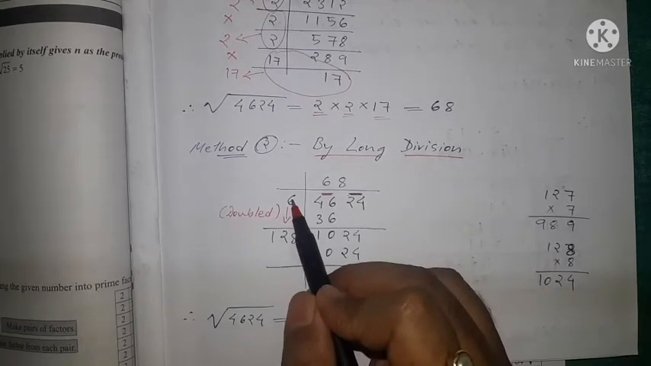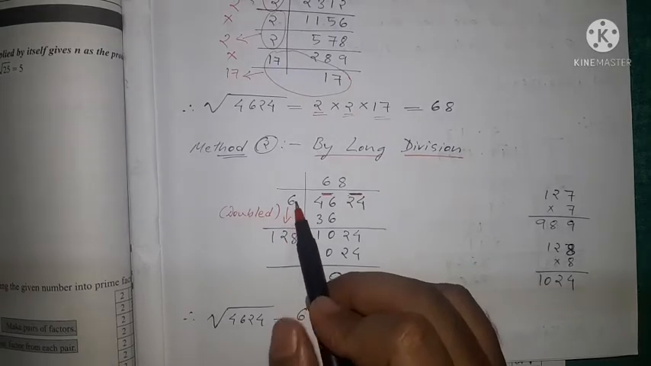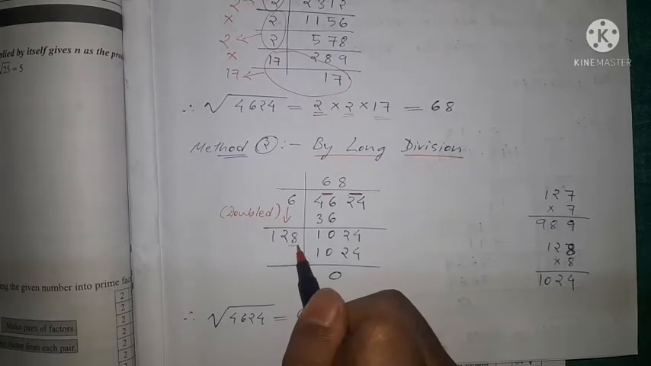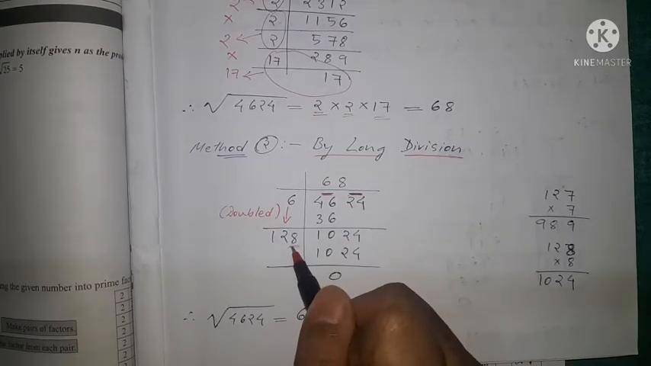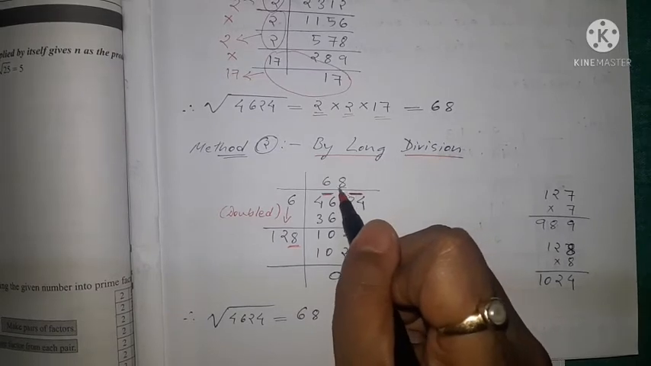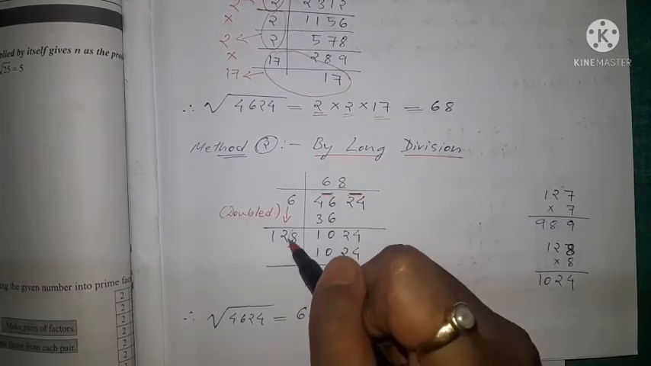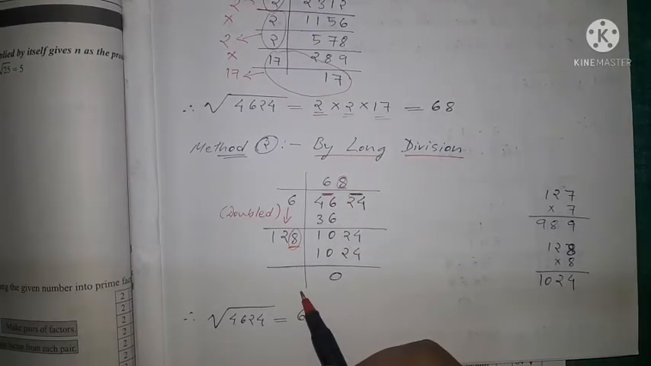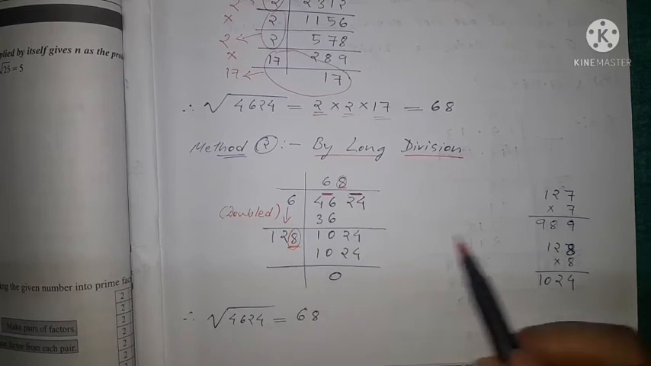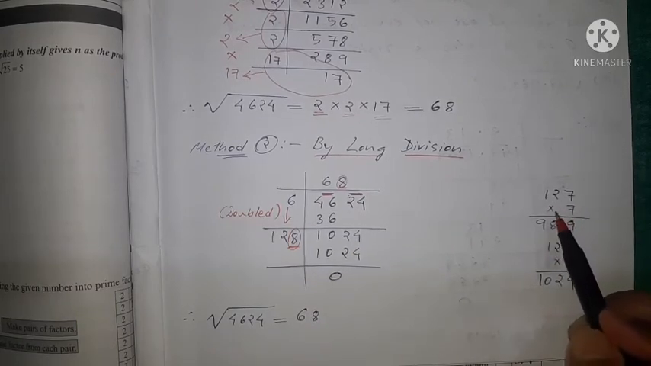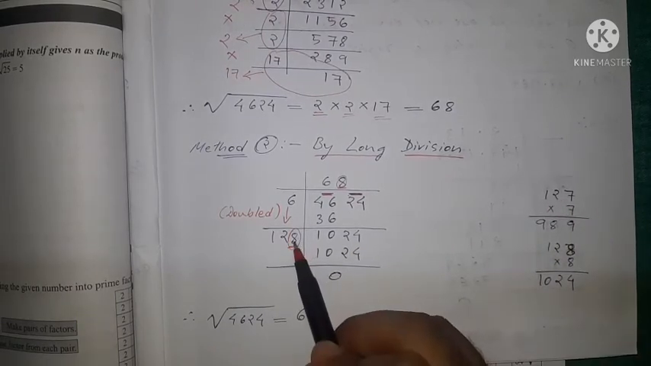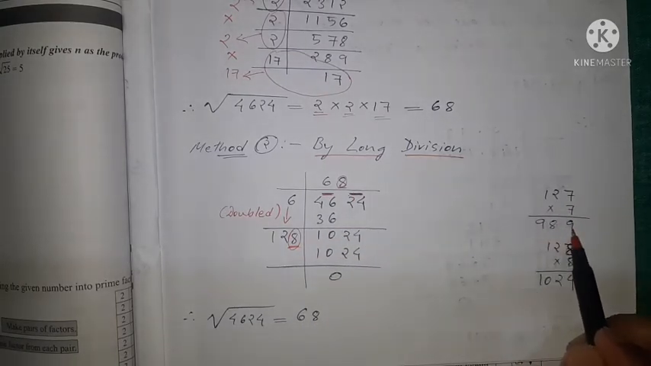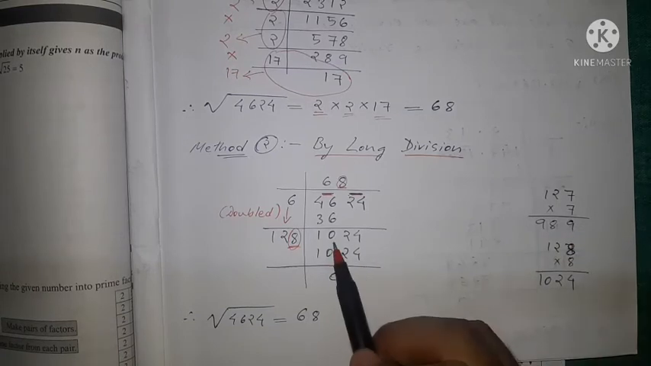Now we need to double this number, 6, which becomes 12. Whatever number we write here, the same number we have to write there also. We cannot write a different number. If we take 7 here and 7 there, 127 into 7 becomes 889, which is less than 1024.